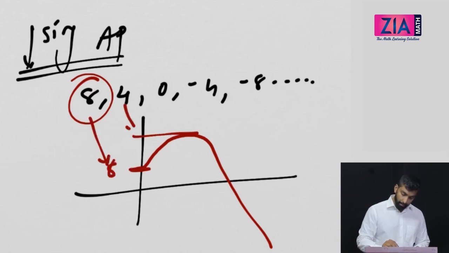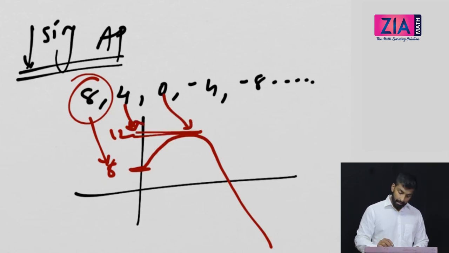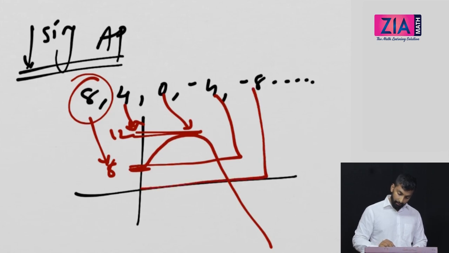So this will be 8 plus 4, that is 12. And if you add 0, it will be 12 itself. Then if you add minus 4, it will come back here. If you add minus 8, it will come to 0. Like that it will go, and then it will take these points.